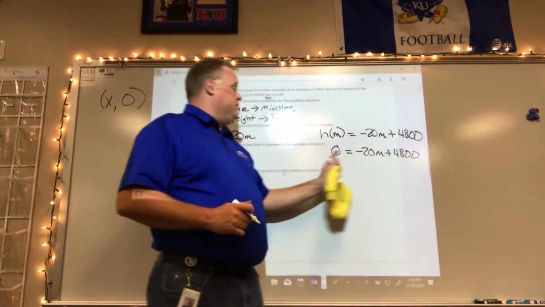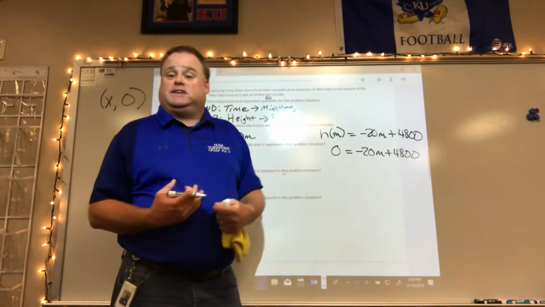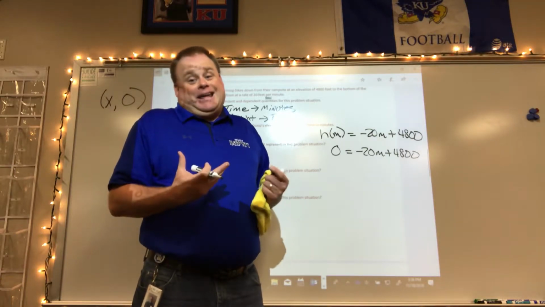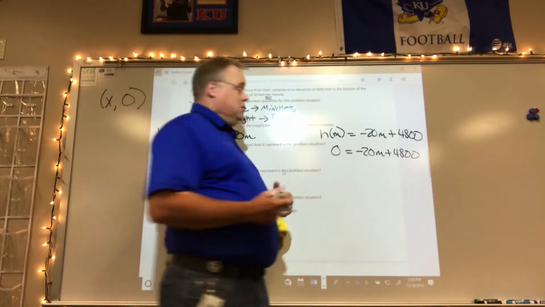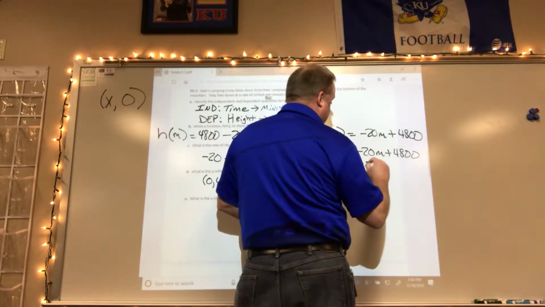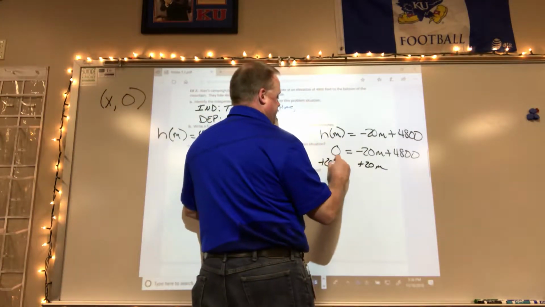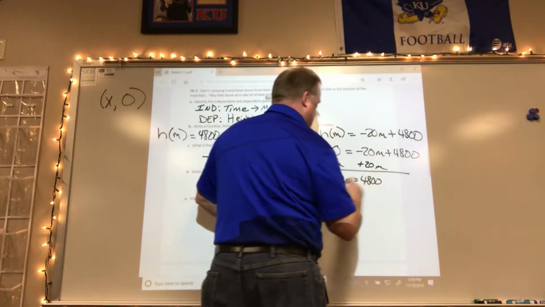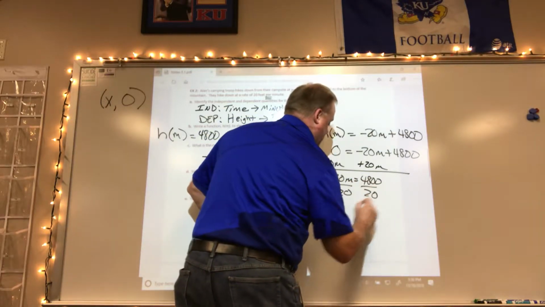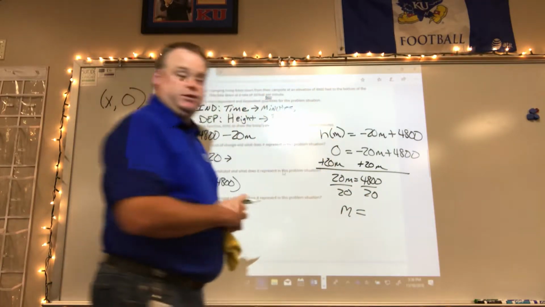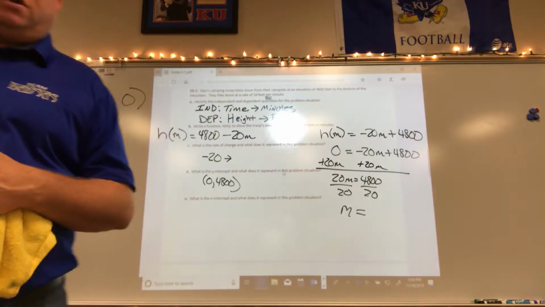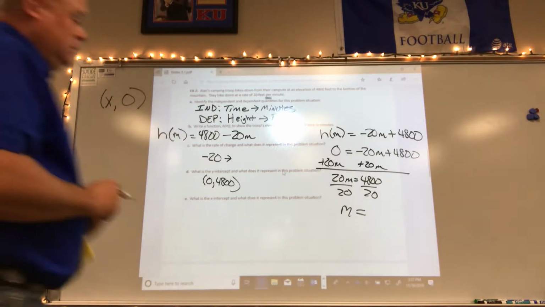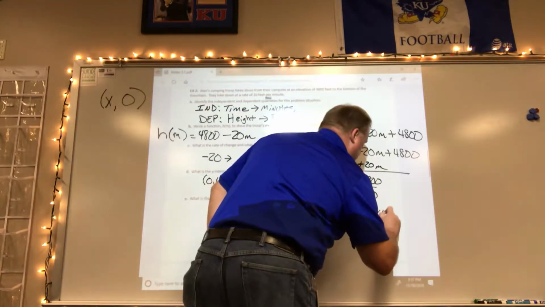Now, I can move 4,800 to this side or I can move 20 to this side. It doesn't matter. I'm a positive variable kind of guy, and I always like them on the left-hand side, so I'm going to move the 20 to the other side. That gives me 20m equals 4,800. I'm going to divide by 20, and m is going to be equal to, what do you get when you divide 4,800 by 20? You should get 240.